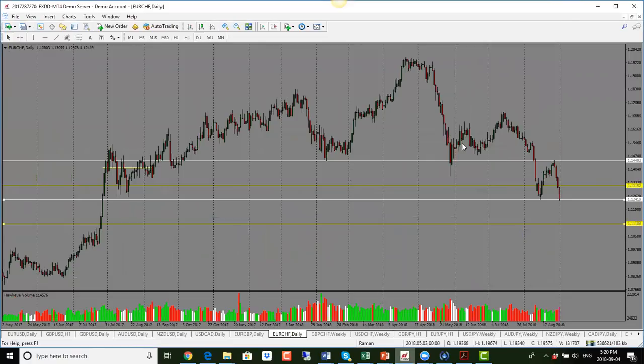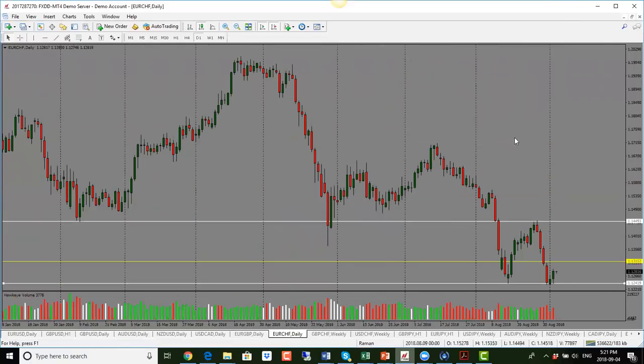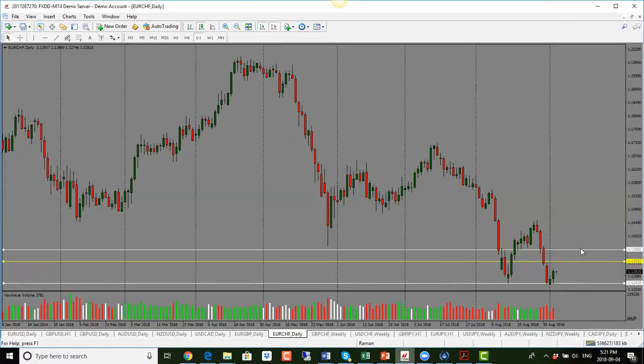Euro Swiss franc here. This one we saw a bounce off of the bottom. We had talked about this, how price was right into support. Now we've seen a bullish candle close here. It bullish engulfs the previous candle, so I will look for price to go higher. The first target would be the 1.1320 level, and then beyond that, we are looking at the 1.1360 level back into this previous support resistance level.